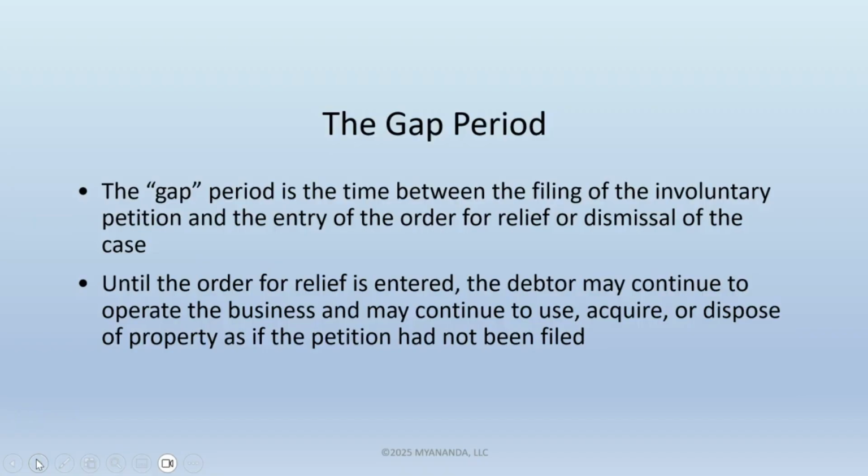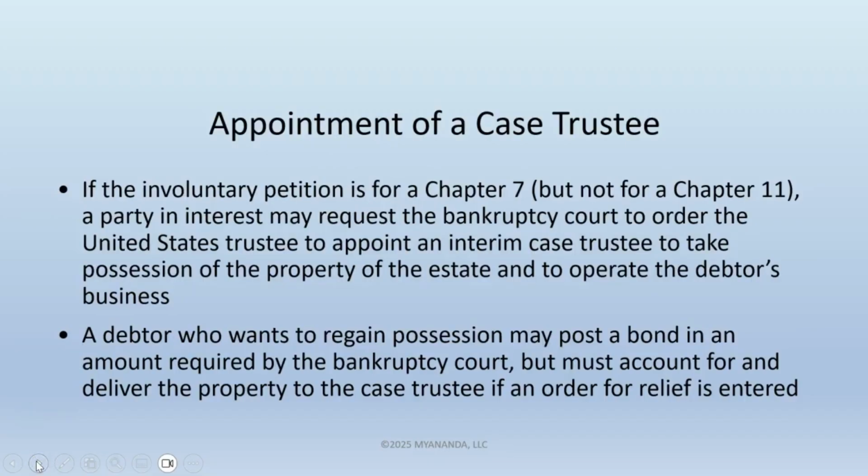Until the order for relief is entered, the debtor may continue to operate business, may continue to use, acquire, and dispose of property as if the petition had not been filed. A case trustee is appointed for Chapter 7 but not for 11, and a party in interest may request the bankruptcy court to order the United States trustee to appoint an interim trustee to take possession of the property of the estate to operate the debtor's business. The debtor who wants to regain possession may post a bond in the amount required, but must account for and deliver the property of the case to a trustee if the order for relief is entered.